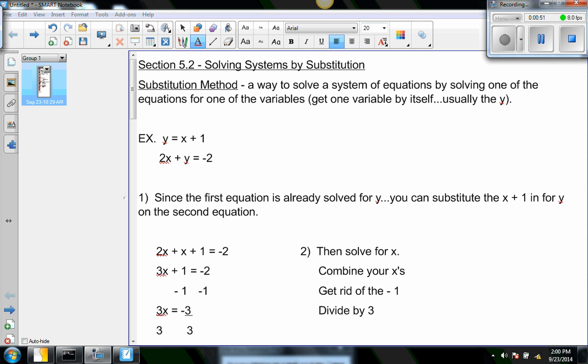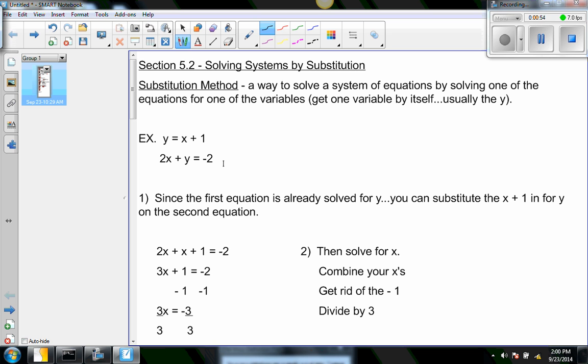And so here I have an example right here of a system, and that system is y equals x plus 1, and then 2x plus y equals negative 2. And so then I'll go through the steps with you on how we're going to solve this.